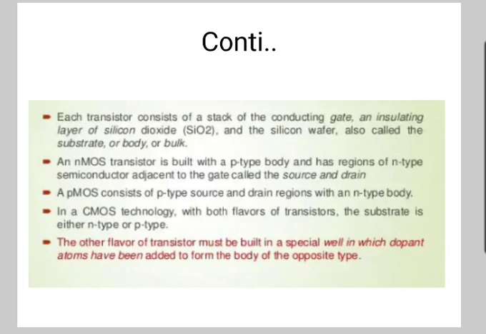A PMOS consists of p-type source and drain regions with an n-type body. In CMOS technology with both flavors of transistor, the substrate is either n-type or p-type. So the other flavor of transistor must be built in a special way in which dopant atoms have been added to form the body of the opposite type.